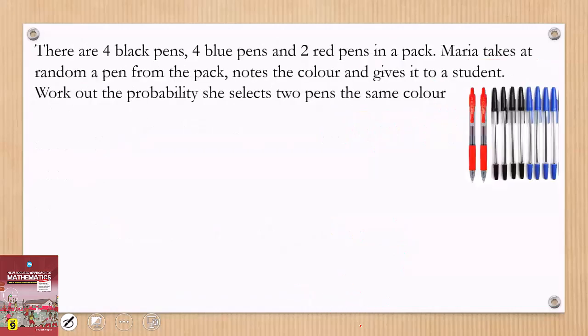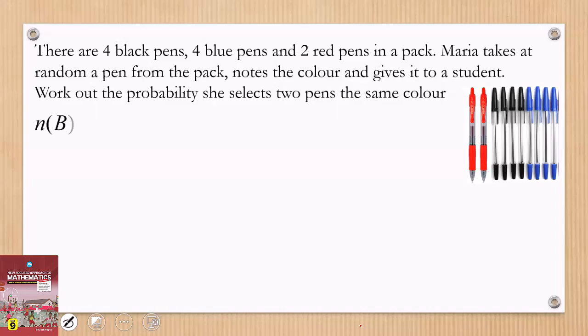There are 4 black pens, 4 blue pens, and 2 red pens in the pack. Maria takes at random a pen from the pack, notes the color, and gives it to a student. Work out the probability she selects 2 pens of the same color.